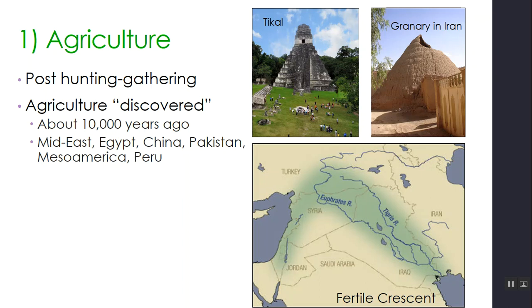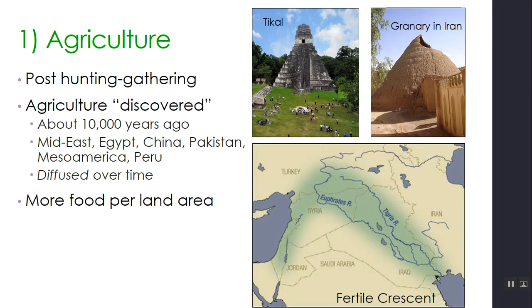It originated in the Middle East, Egypt, China, Pakistan, Mesoamerica, and Peru. You can see at the bottom here, there is the confluence of the Euphrates and the Tigris River, which is the Fertile Crescent, the birth of big agriculture. It diffused over time. That's where it started, but it spread. And basically, if you had land where you could grow more food, you could sustain more of a population and potentially become more developed. Places that could not grow a lot of food, places that were more arid or more desert-like, didn't have that opportunity to grow as much food.